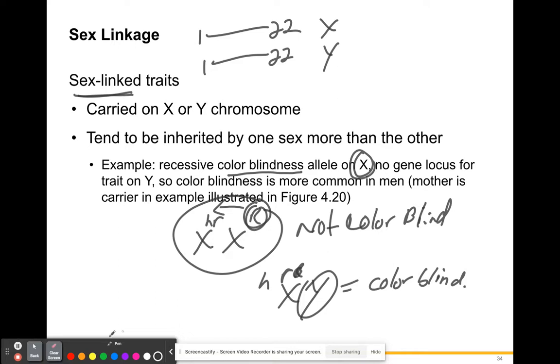So that is a very quick rundown of DNA structure, function, heredity, and genetics.